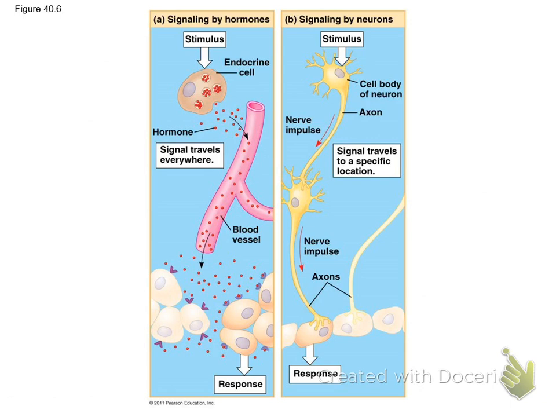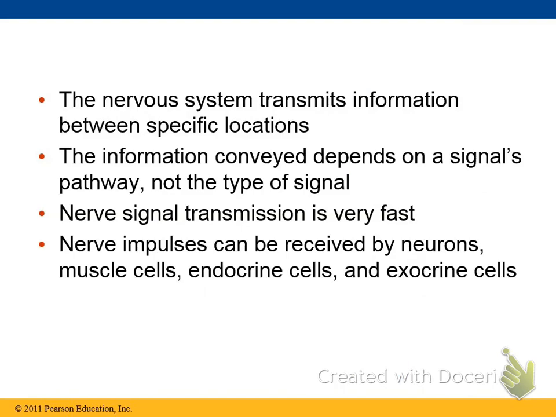Something gets signaled by a hormone, and it sends a signal out through the nervous system. The nervous system transmits information between specific locations. The information conveyed depends on the signal's pathway, not the type of signal. Nerve signal transmission is very fast. Nerve impulses can be received by neurons, muscle cells, endocrine cells, and exocrine cells.